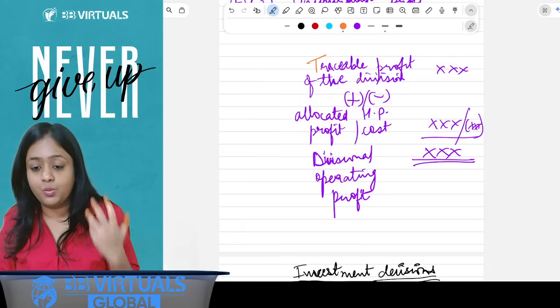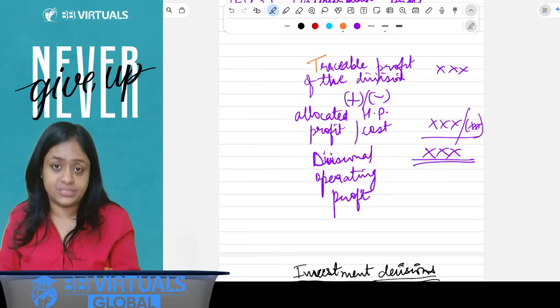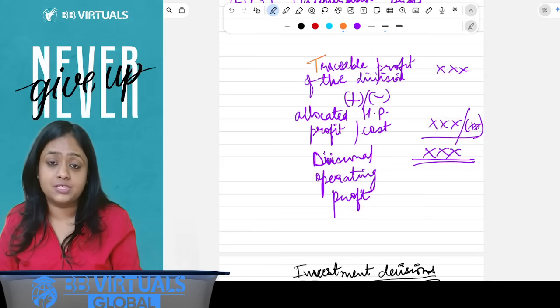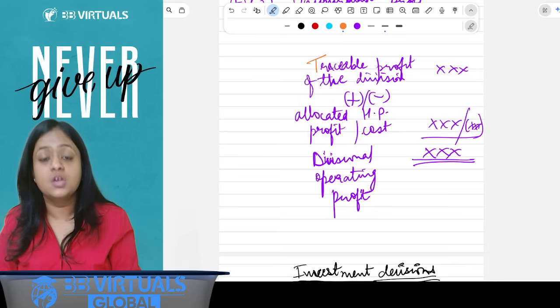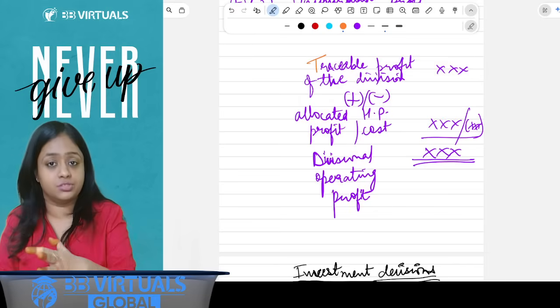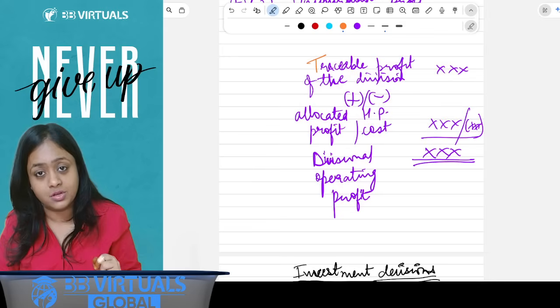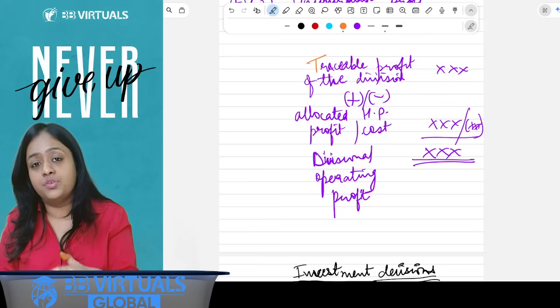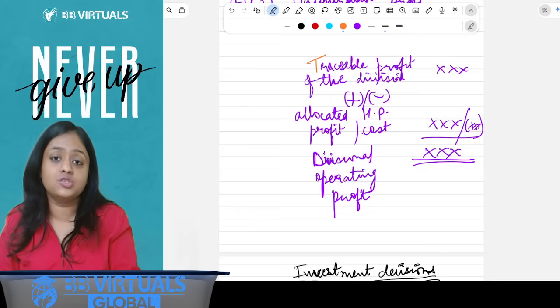With this, you will add the allocated head office expenses. Remember, in the traceable profit, in the uncontrollable expenses, we don't add allocated expenses. We only add those expenses that can be directly traced to the division, not the allocated one, not the common cost. We will add the common cost share later after we've got the traceable profit, and then we get the total divisional profit, that is operating profit.